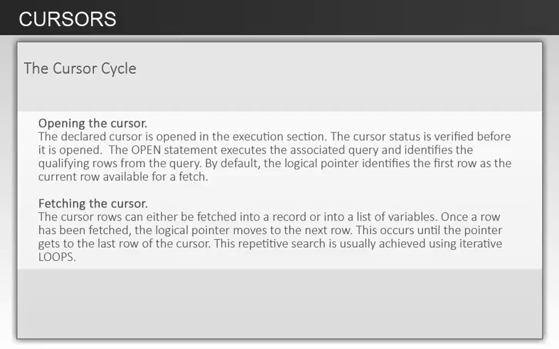Fetching the cursor. The cursor rows can either be fetched into a record or into a list of variables. Once a row has been fetched, the logical pointer moves to the next row. This occurs until the pointer gets to the last row of the cursor. This repetitive search is usually achieved using iterative loops.